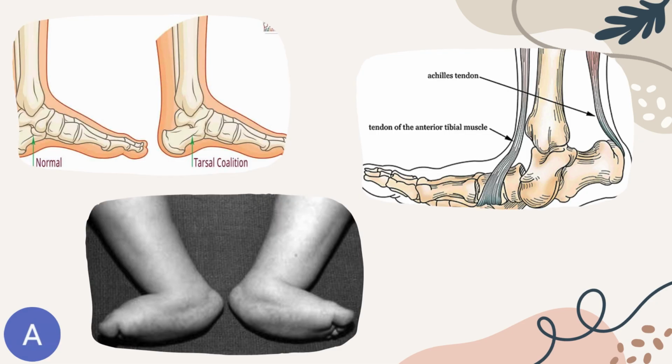Okay, these are some pictures. They describe the tarsal coalitions and also the congenital vertical talus. The first picture here shows a tarsal coalition. Tarsal coalition is when bones become bigger or fuse together, two bones, which causes the arch to flatten.